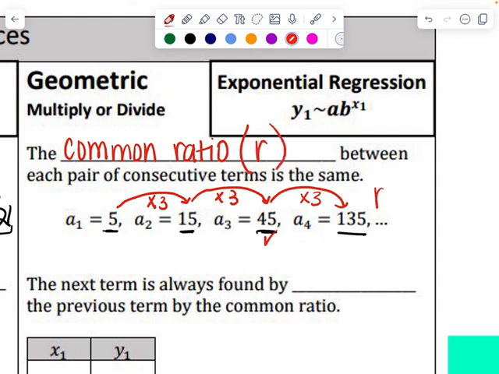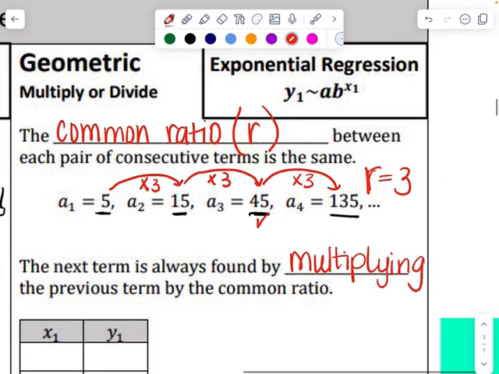And that's how much I multiply to get to the next number. So right here, I would say R is equal to 3 because I'm multiplying by 3 each time. So the next term is always found by multiplying the previous term by the common ratio. Okay, now if I think about ratios and multipliers, I should be thinking about exponential regression, because we've learned recently that in exponential regressions, you've got your initial number, and then this b is a multiplier. So that's why I want to think about exponential regression here.